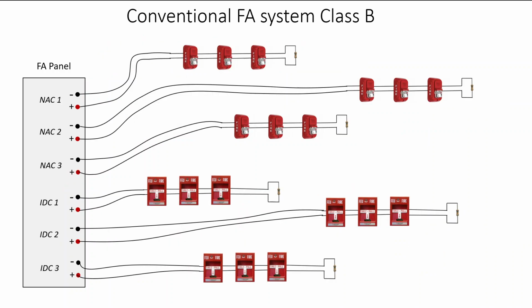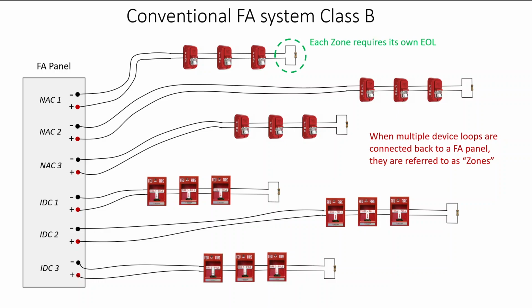Often, a conventional system will have multiple NAC and multiple IDC, and each one of these is then taken to a different location within a building. When multiple device loops are connected back to a fire alarm panel, they're often referred to as zones, and each zone requires its own end-of-line resistor.